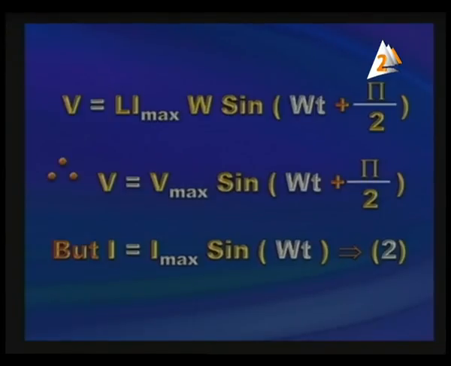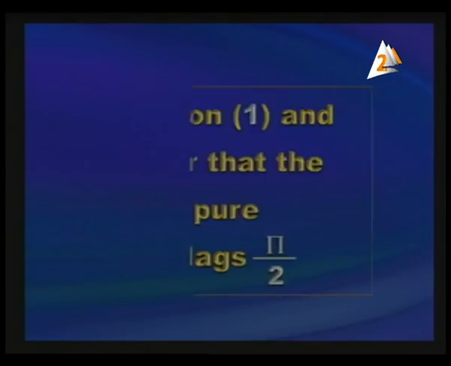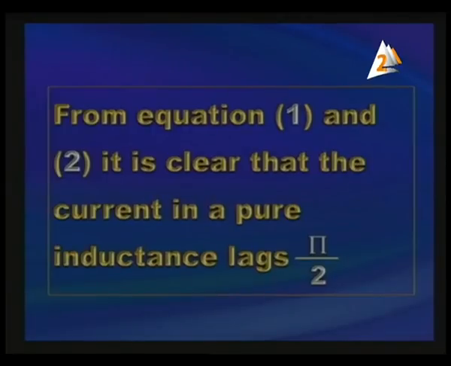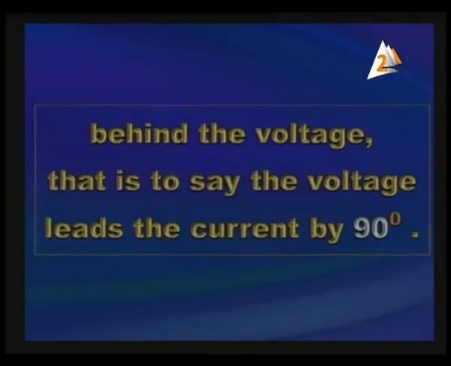If we compare the two equations, it is quite clear that the current in a pure inductance lags pi over 2 behind the voltage. That is to say, the voltage leads the current by 90 degrees.